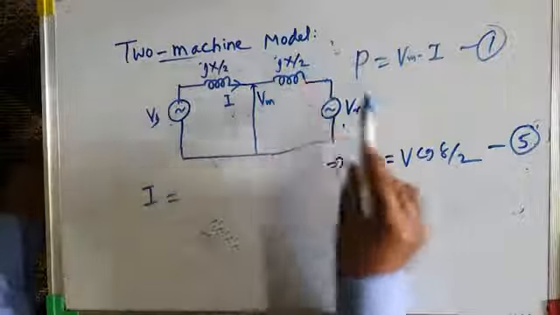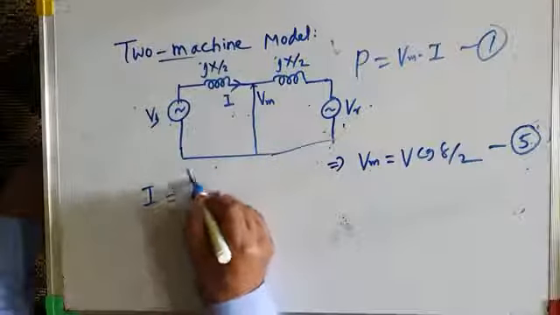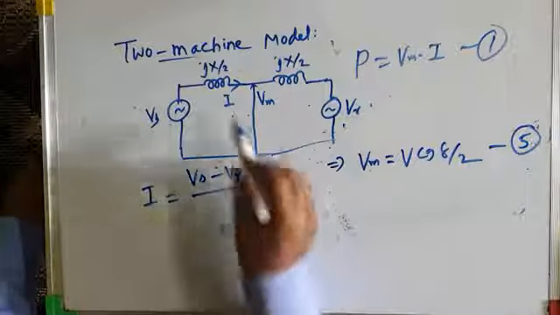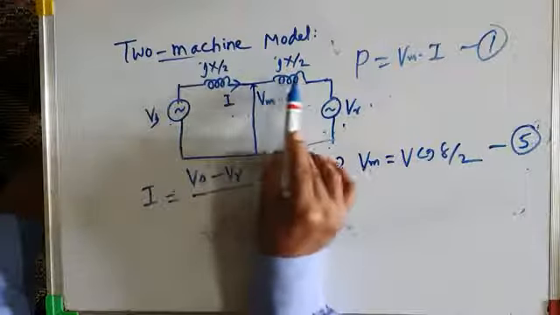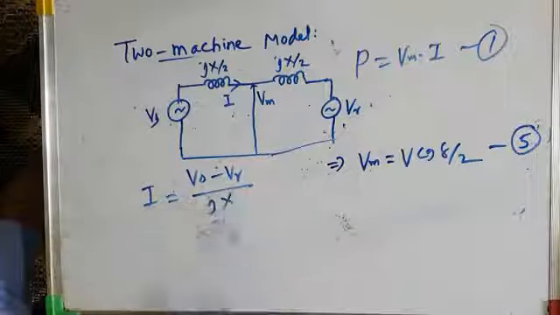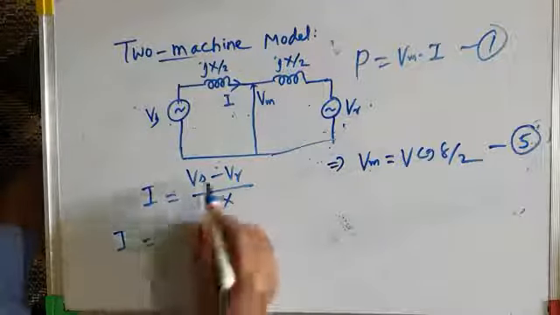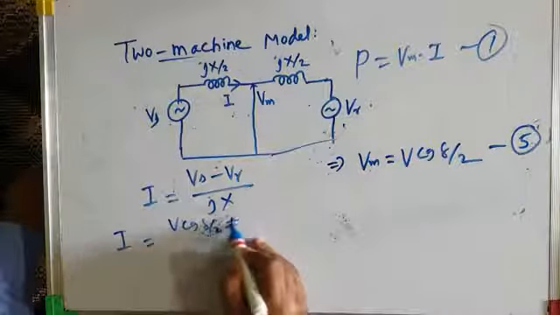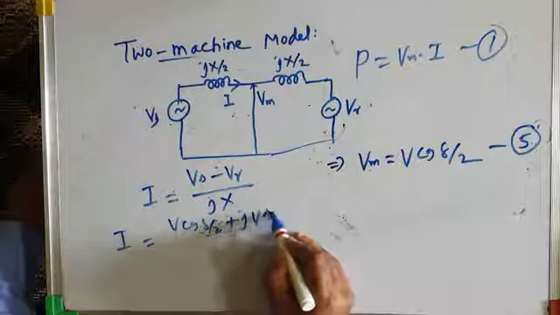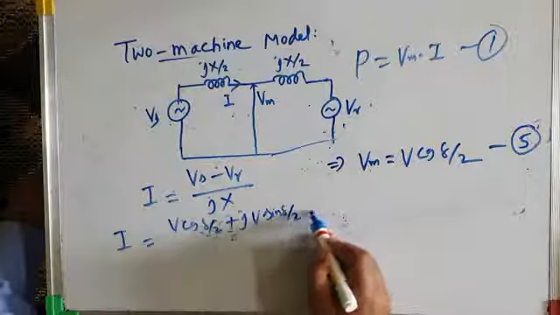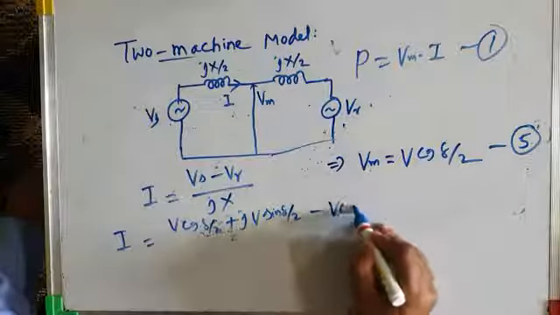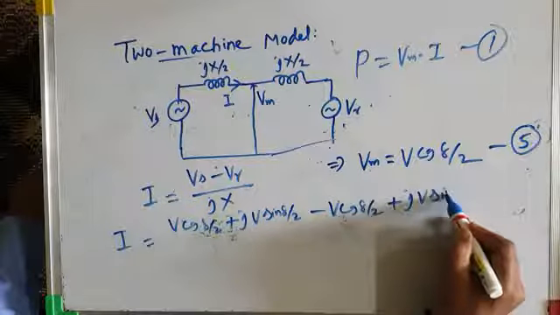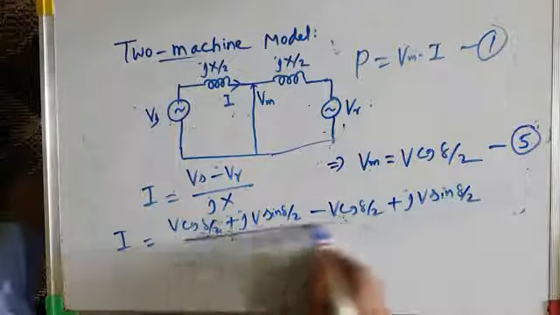So the net voltage in the circuit is Vs minus Vr. So it is Vs minus Vr divided by the whole impedance. What is the total impedance? jX by 2 plus jX by 2, that is jX. So I is equal to Vs, from equation 3, V cos delta by 2 plus jV sin delta by 2, minus Vr. Vr is V cos delta by 2, minus into minus is plus, jV sin delta by 2, whole divided by jX.